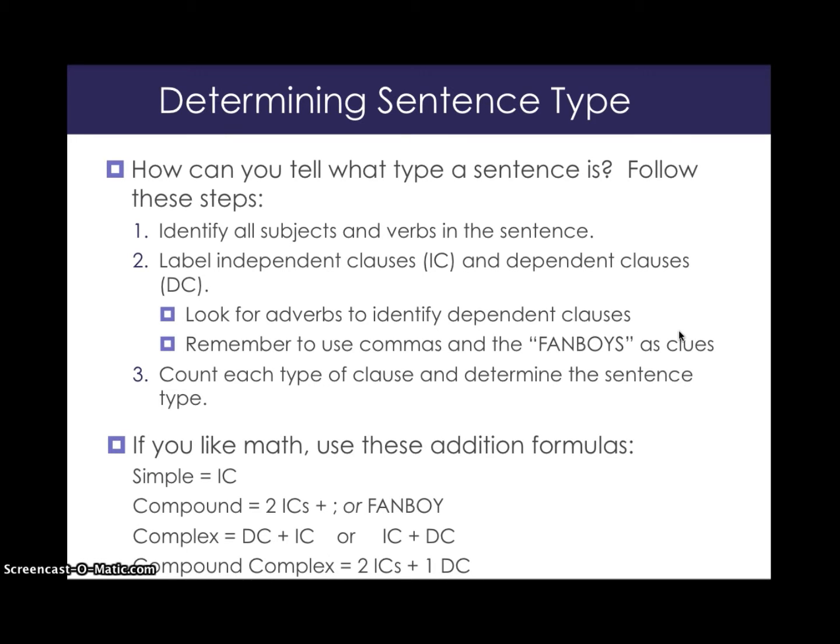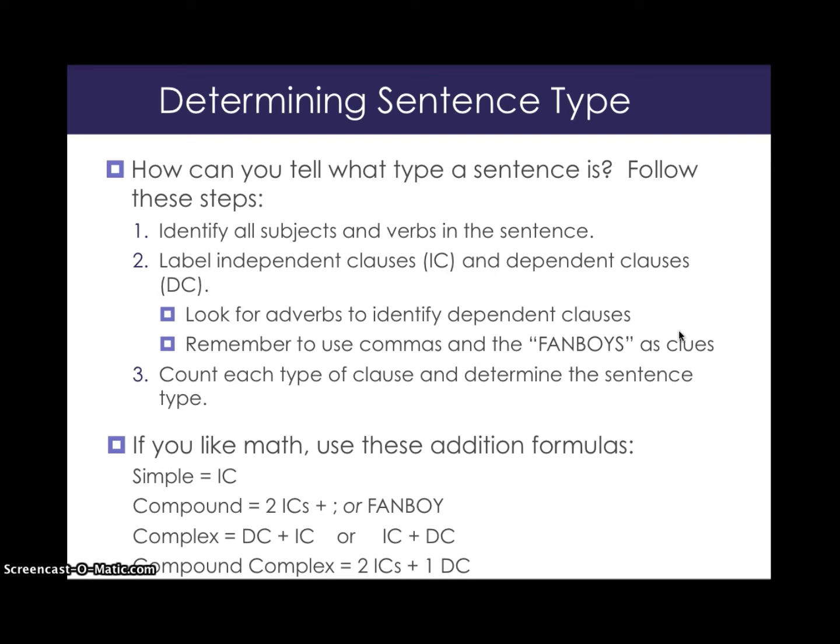Here are a couple steps that you can follow to help you determine the sentence type. First, you want to identify all subjects and verbs in the sentence. Second, you want to go back and look, are those clauses independent or dependent clauses? Some hints, you can look for adverbs to identify dependent clauses. They typically start with an adverb, but not always. And if you are looking for the comma and the FANBOYS as well, typically that will clue you in. Then you want to count each type of clause and determine the sentence type.